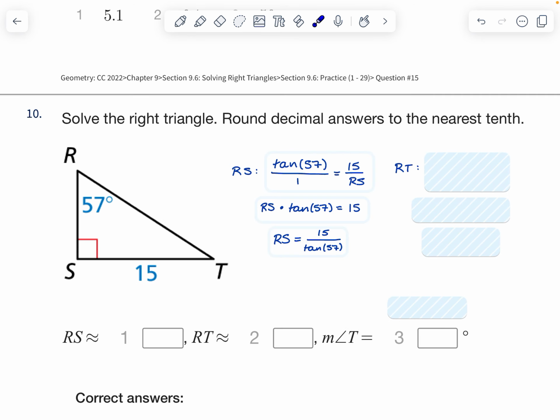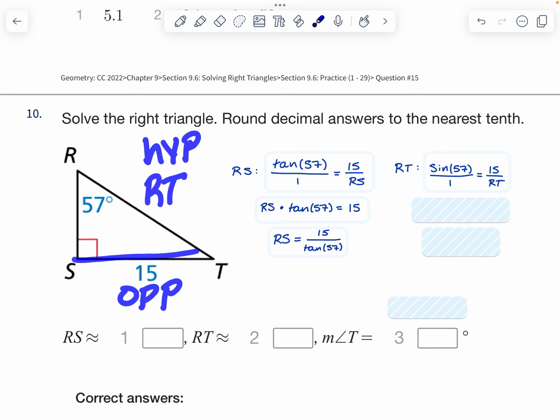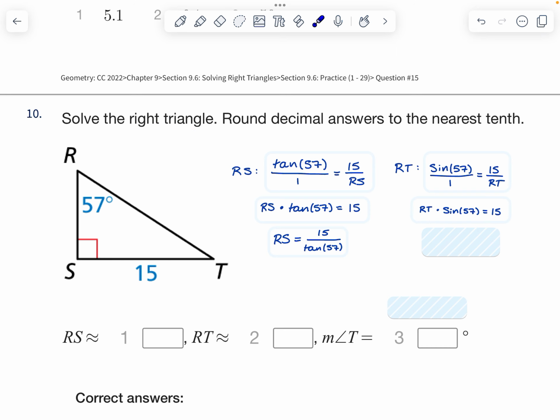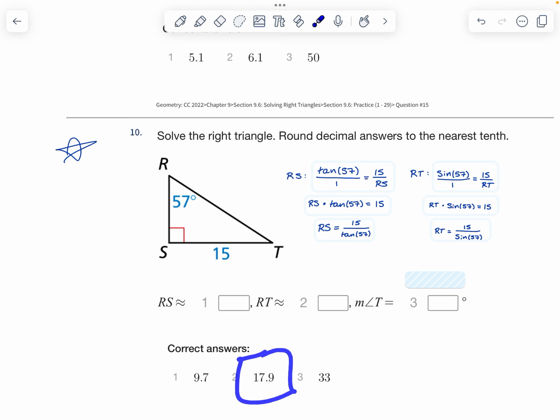RT ends up working out to be about the same thing, right? Because again, maybe we can call it Y. Again, I just called it RT. But 15 is the opposite still. RT is now the hypotenuse, and what you're solving for ends up going in the denominator. I know I have to use sine because sine is the only one that uses opposite over hypotenuse. RT times sine of 57 is equal to 15. Divide both sides by sine of 57, and you should get 17.9.